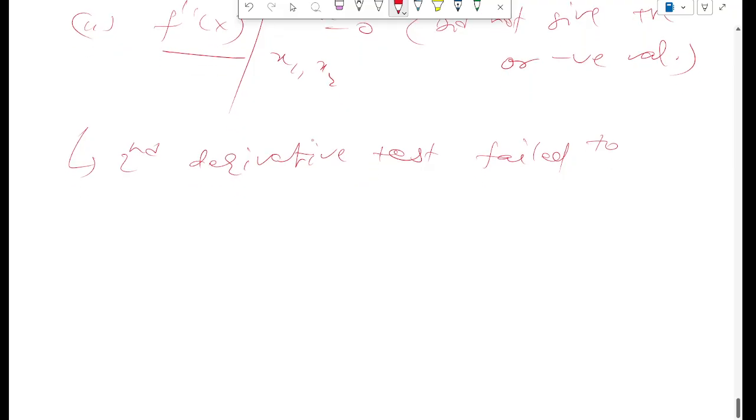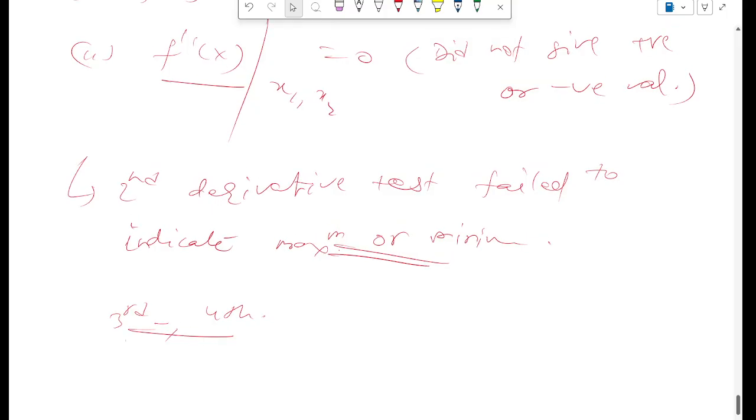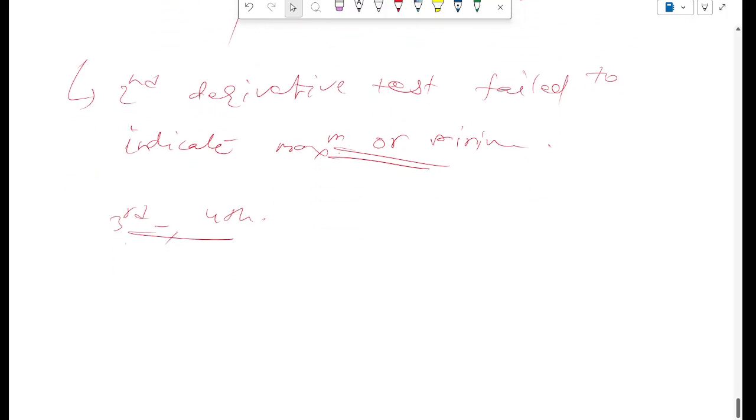To indicate maximum or minima, right? So we say that the second derivative test failed. We go for higher derivatives like the third derivative and then the fourth derivative, all these tests that we will cover later when we get time, we will also see those things.